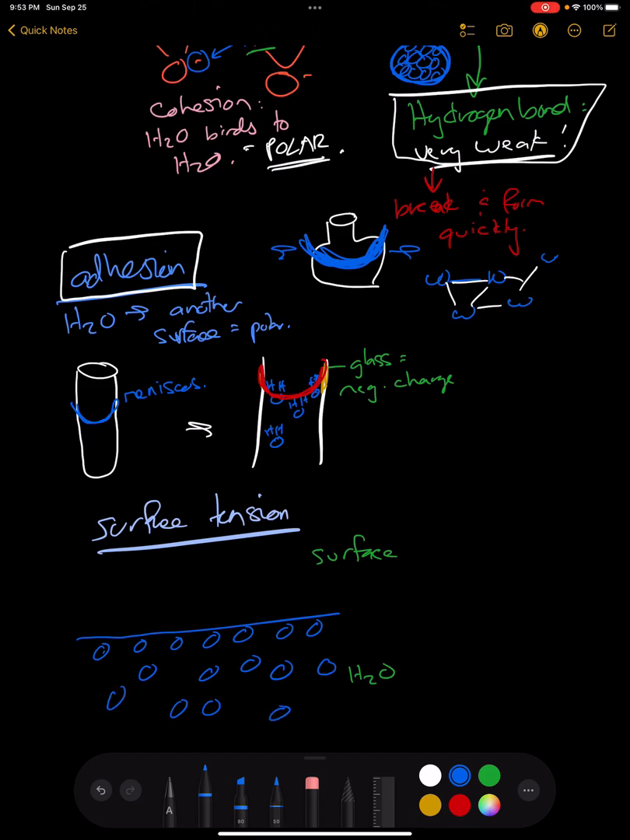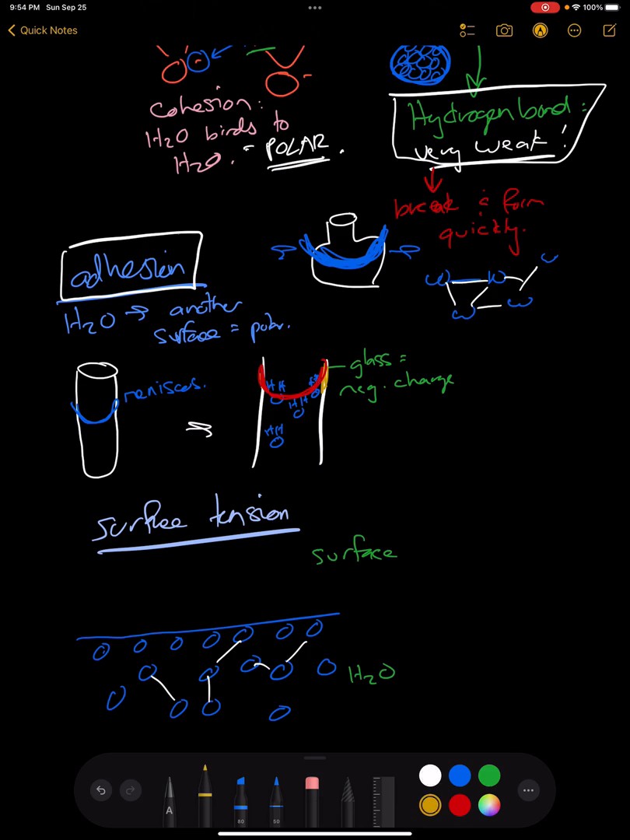And we've talked about how water can break and form bonds really quickly. So break and form, break and form, break and form. And so now that one's broken, and we put that one there. Now that one's broken, we put that one there. That one's broken, put that one there, etc., etc.